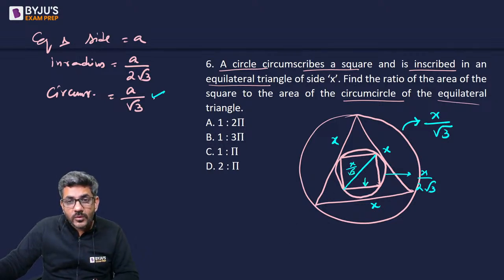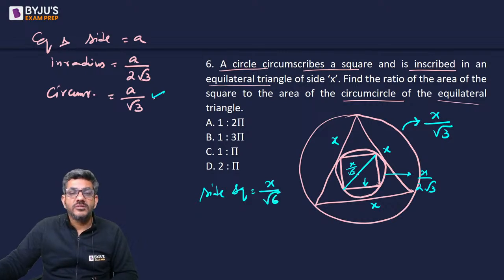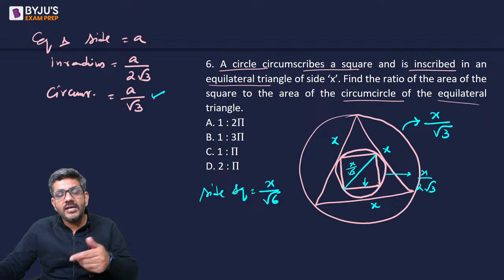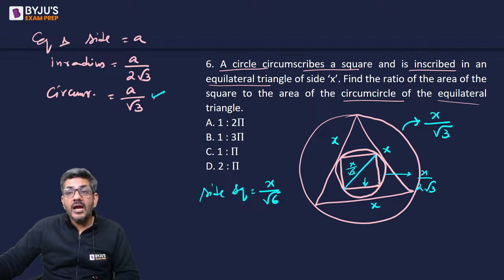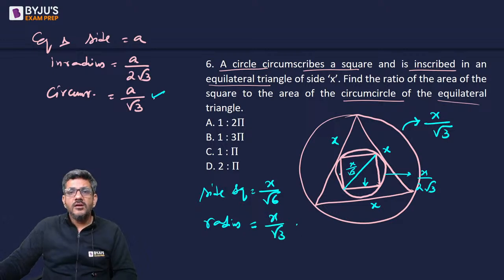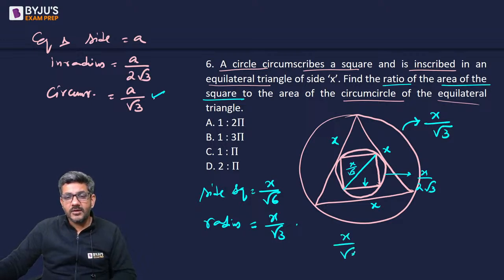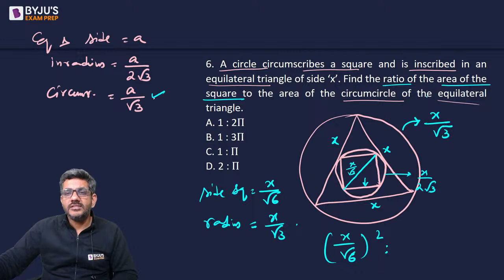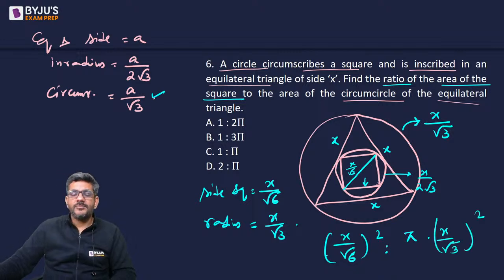And the side of the square is 1 by root 2 times the diagonal. So the side of the square is x by root 3 divided by root 2, that is x by root 6. If the diagonal is x by root 3, what will the side be? x by root 3 divided by root 2, that is x by root 6. So the side of the square is x by root 6, and the radius of the outermost circle is x by root 3. The question is asking for the ratio of the area of the square, which is x by root 6 whole square, to the area of the circumcircle of the equilateral triangle, that is pi into x by root 3 whole square.